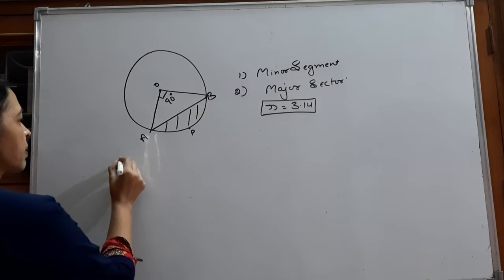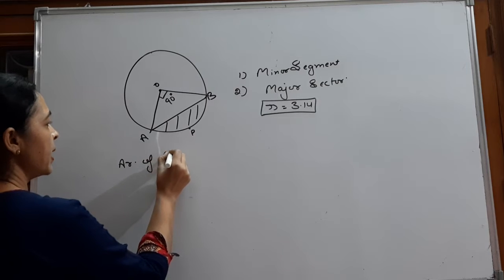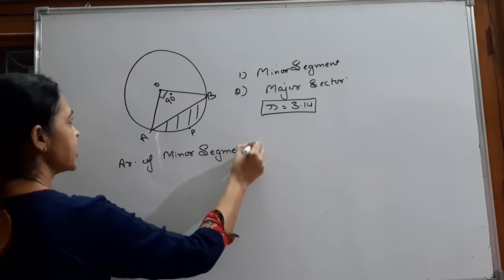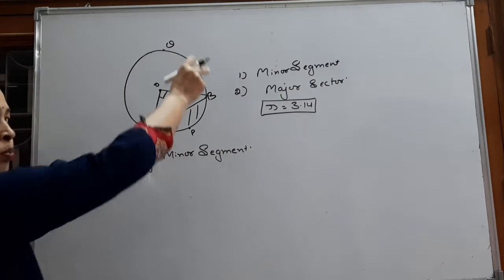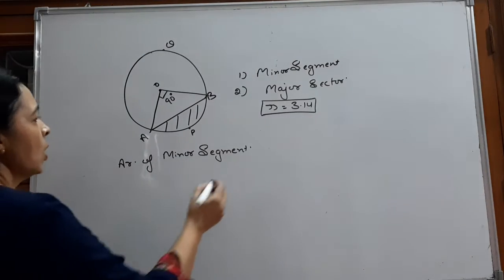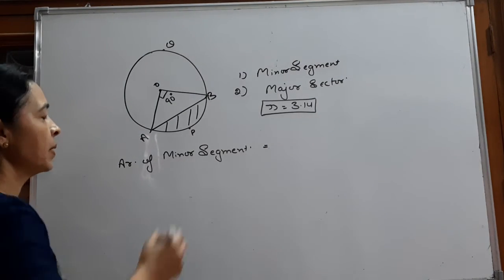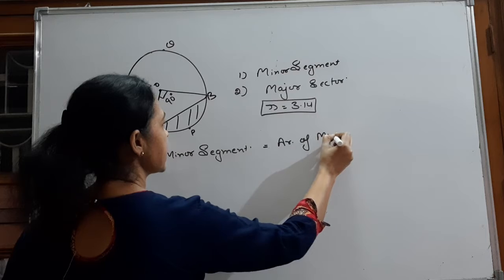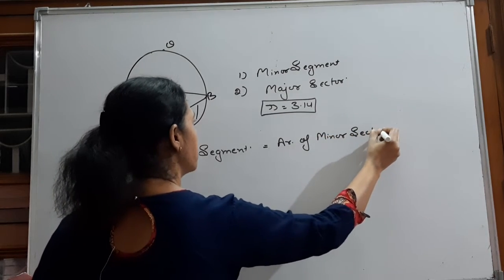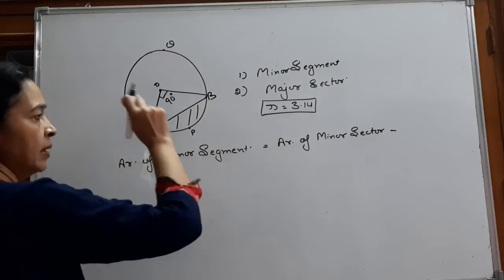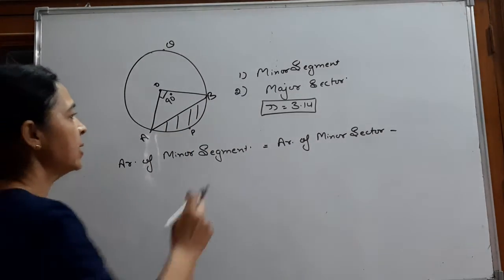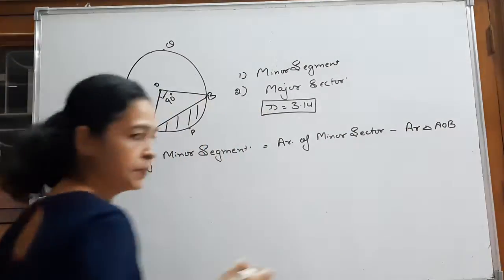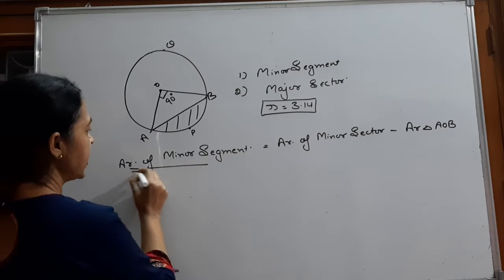How will we find area of segment? Area of minor segment. APB is minor segment. Let it be point Q. AQB will be major segment. How will we get area of minor segment? First we will take out area of minor sector AOBP, and from this we will subtract area of triangle AOB. Clear? Now, what is the area of minor sector?